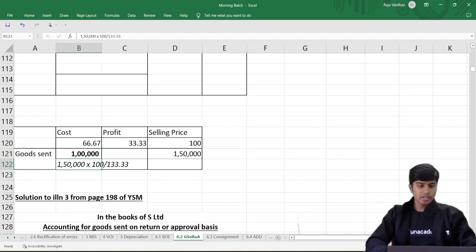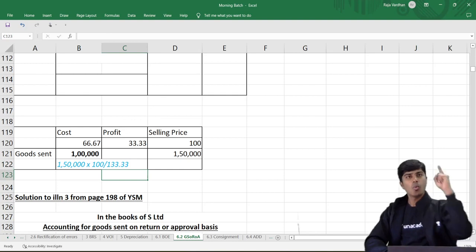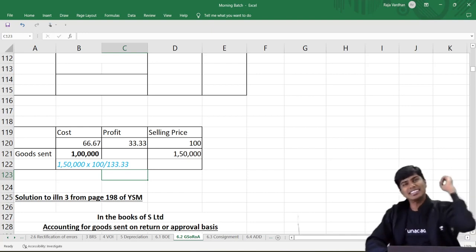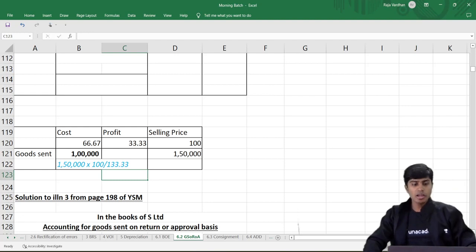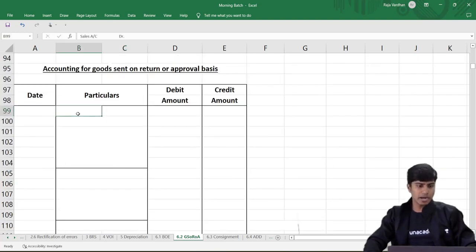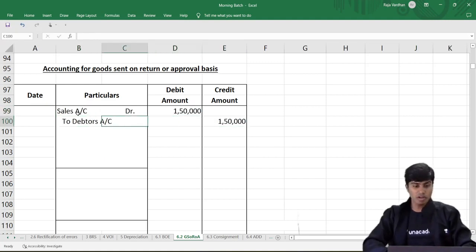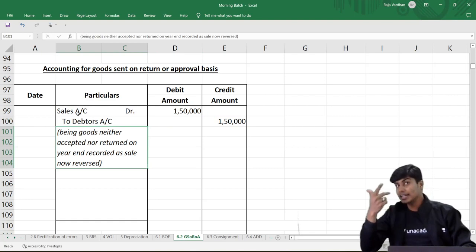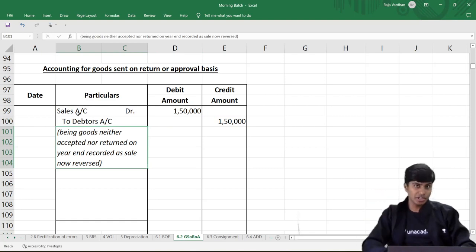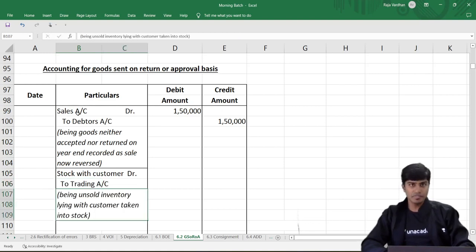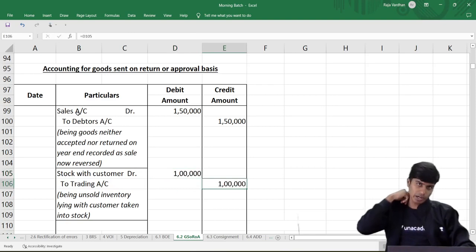So how do you get 1 lakh? It is 1,50,000 into 100 divided by 133.33. 1 lakh is the cost of goods which were lying with the recipient, which are neither accepted nor returned, and the time to return is still not lapsed. So first reversal of the sales entry that we're going to pass is sales account debit to debtors account. This would be at selling price of 1,50,000. However, the second entry that we pass to include the stock into our inventory, that is stock with customer to trading account, will be at cost price of 1 lakh.